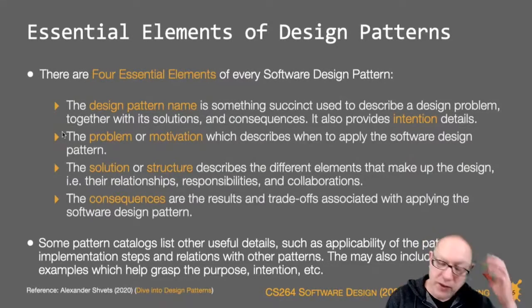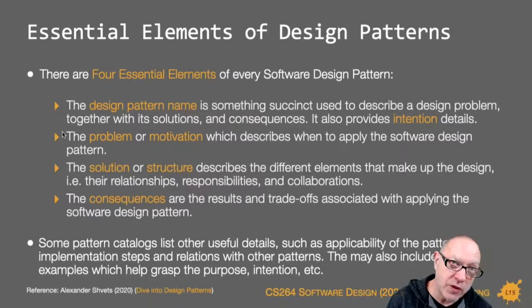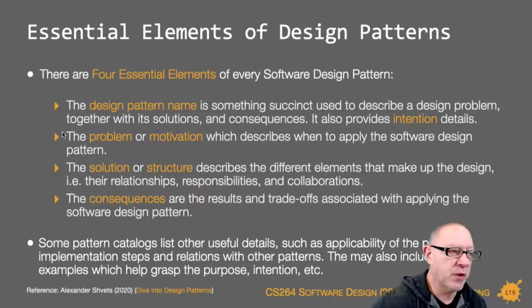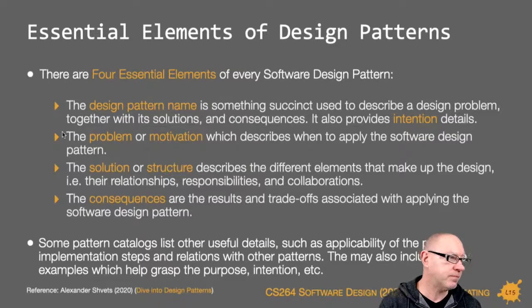Okay, and that's often given in terms of the UML. So you'll have static diagrams and structural diagrams, and also interaction sequence diagrams, for example. Then there's the consequences, and they're the results and the trade-offs associated with applying the software design pattern. If you do use a pattern, there are consequences, and you might need to know the pros and cons of the various patterns. And we'll see that a little bit later as well.